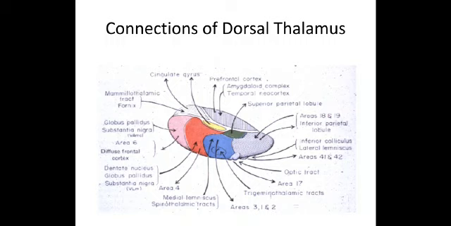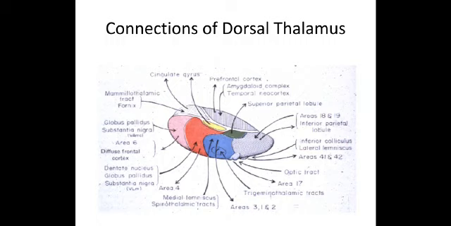It also has connections with the globus pallidus of basal ganglia, and with the amygdaloid, concerned with emotions, then the mammillothalamic tract forming the Papez circuit, which is concerned with the limbic cortex and plays a role in emotions. The optic tract conveys to the lateral geniculate body. So all these are concerned.